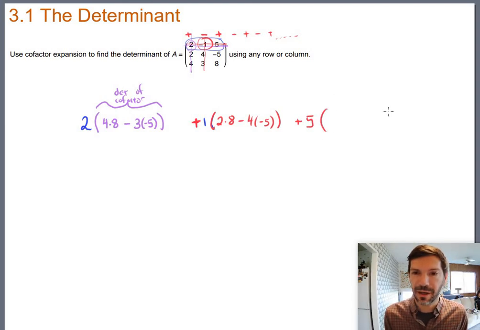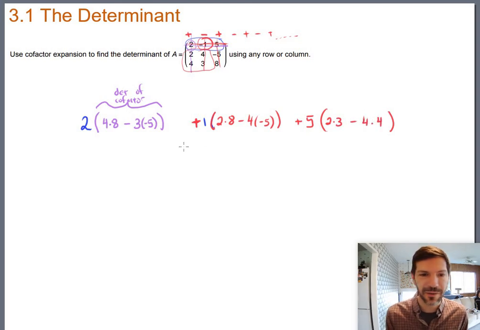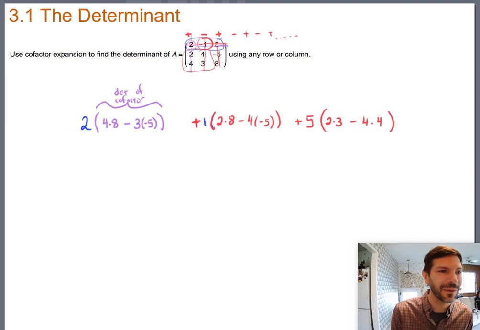And it'll be 5, and when we cross out 5's row and 5's column, we get these 4, so that'll be 6 minus 16. I'll write it out. 2 times 3 minus 4 times 4. Okay, so let's crunch all this down. I kind of wrote everything out in extensive detail. You'll probably end up doing some of this in your head when you actually do this.